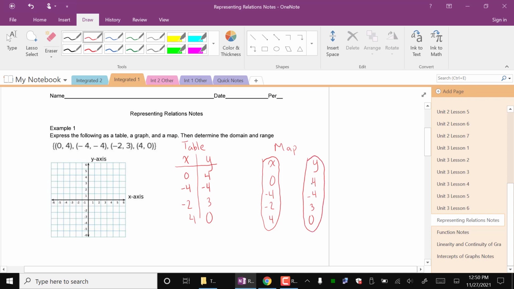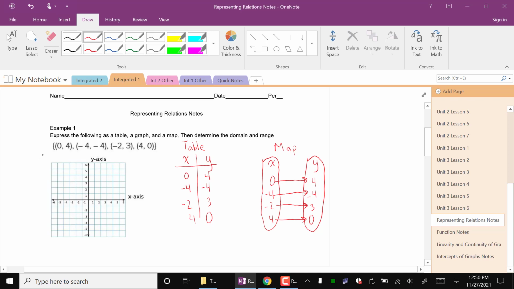So we're going to map. We're going to show where the x values go to for the y. So 0 goes to 4. And we get that from our ordered pair. We also get that from our table. -4 goes to -4. -2 goes to 3. And 4 goes to 0. So here's our table. Here's our map.